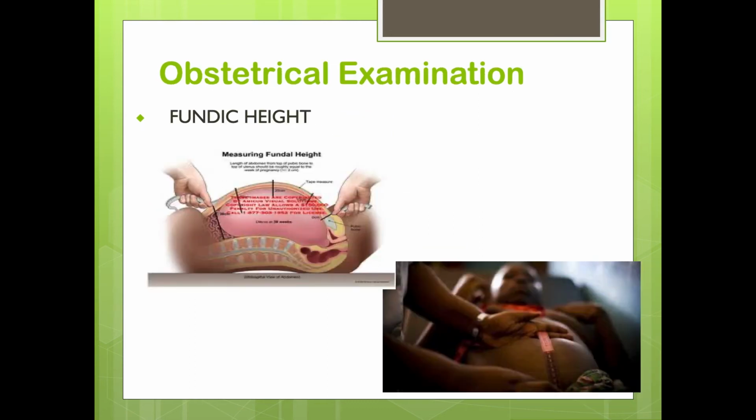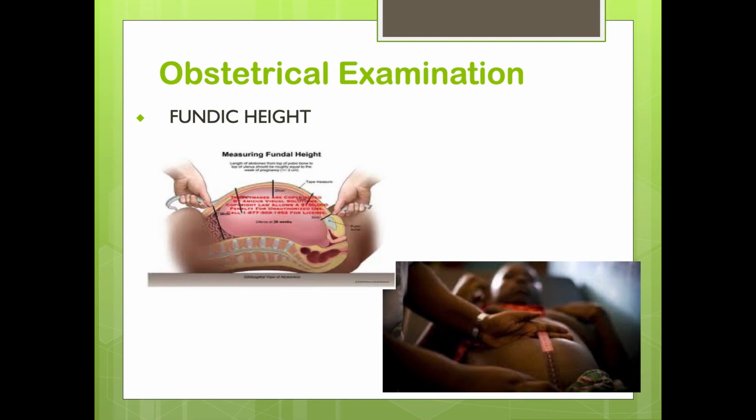Here, you can see you have two pictures, one on the left and one on the right. If you look at the one on the left, the examiner measured with the right hand from the top of the symphysis pubis, that's right, going along the abdominal wall up to the fundus. But you can see here, the left hand is actually measuring it the wrong way.